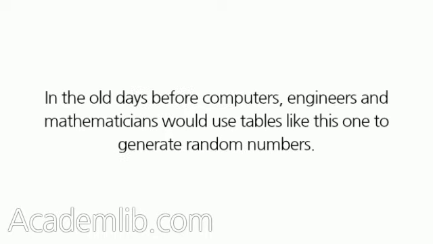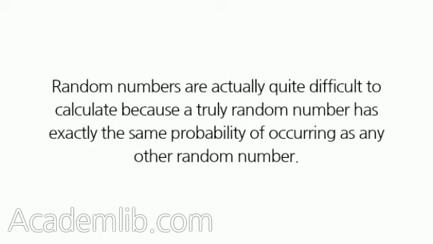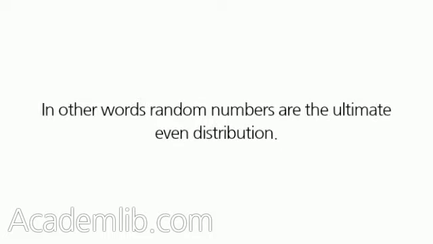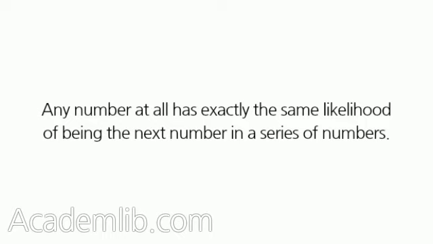Figure 5.24 shows a random number table. In the old days before computers, engineers and mathematicians would use tables like this one to generate random numbers. Random numbers are actually quite difficult to calculate because a truly random number has exactly the same probability of occurring as any other random number. In other words, random numbers are the ultimate even distribution. Any number at all has exactly the same likelihood of being the next number in a series of numbers.